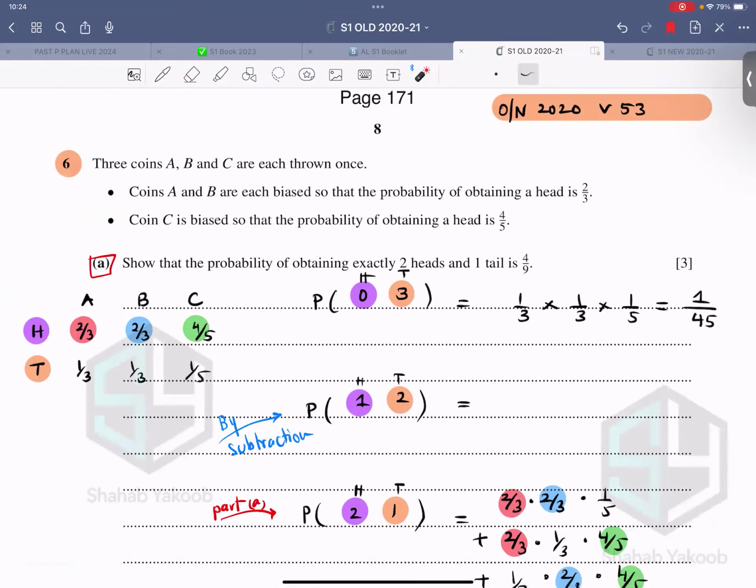So now it says 3 coins A, B, C are each thrown once. Coin A and B are each biased so that the probability of obtaining a head is 2/3. Let me make a small table on the side so that it's easier to look at the table rather than read and look for it. So A, B, head is 2/3, 2/3. Therefore, tail is 1/3, 1/3. For coin C, that's also biased, but the probability of obtaining a head is 4/5. This is 4/5. This is 1/5.